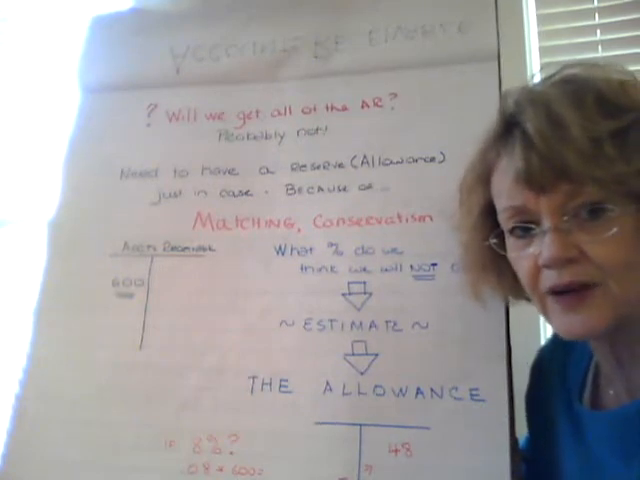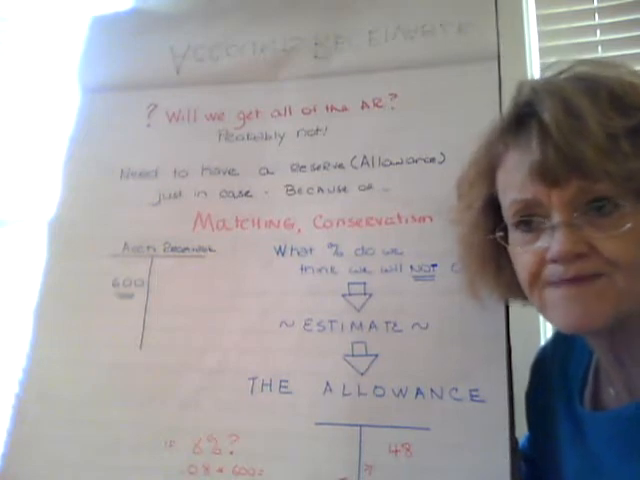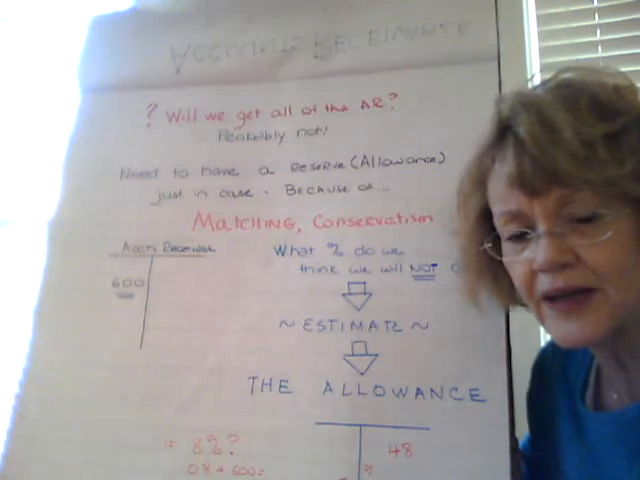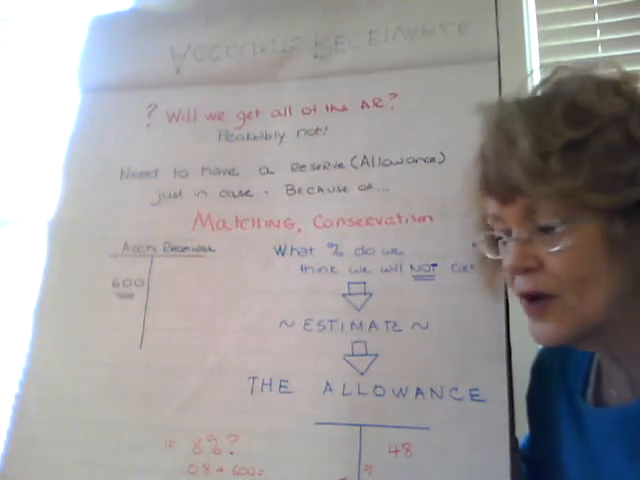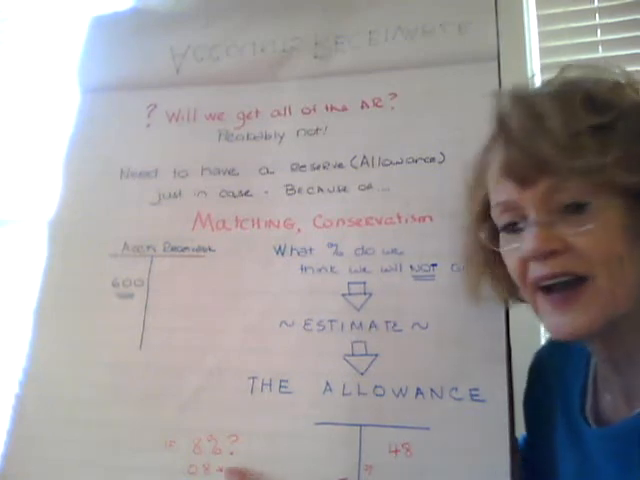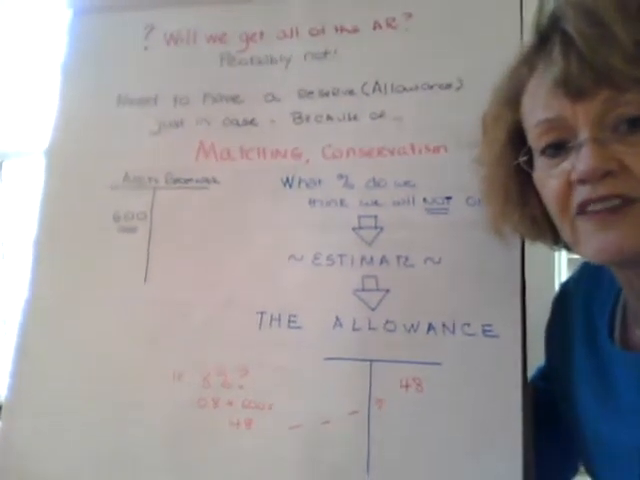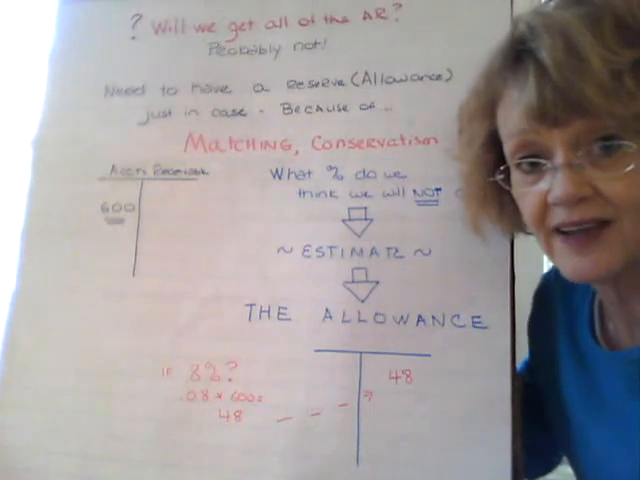But we may have a kind of a guess. Now, this is a brand new company, and our buddies have told us that the running rate or the estimate for people that we won't collect from is about 8%. So I'm going to use that 8% to help me figure out my allowance account.